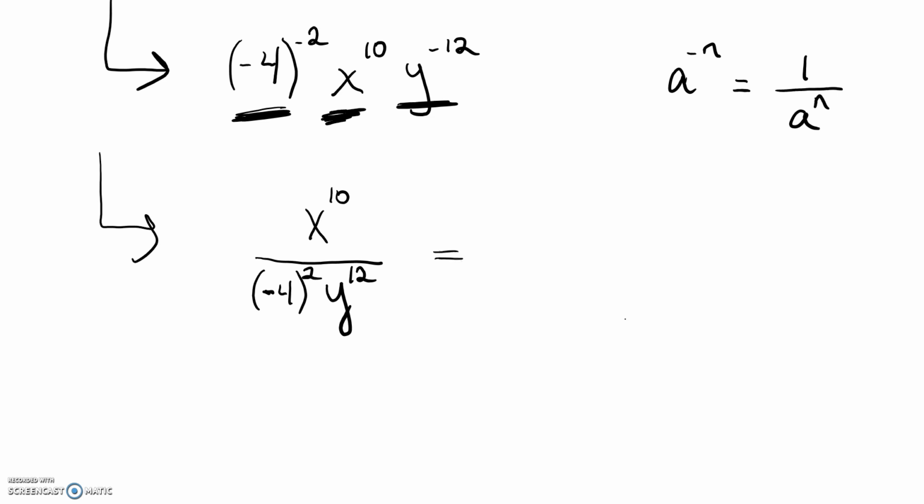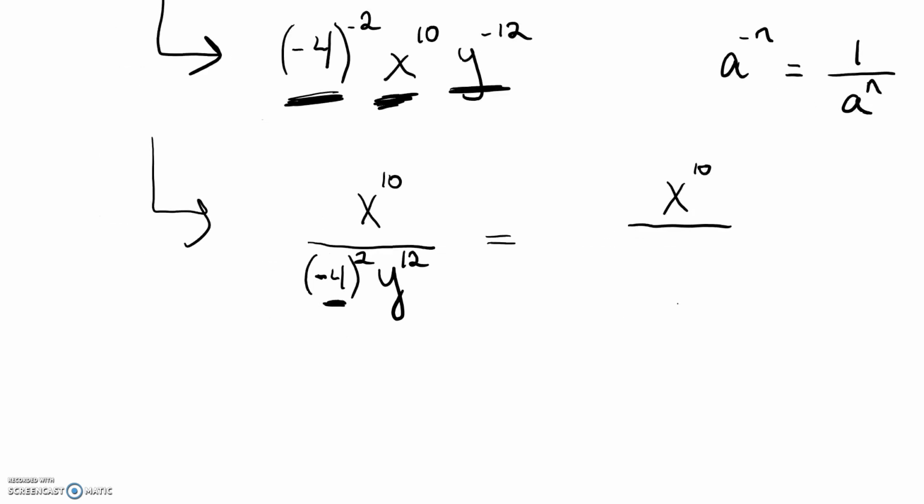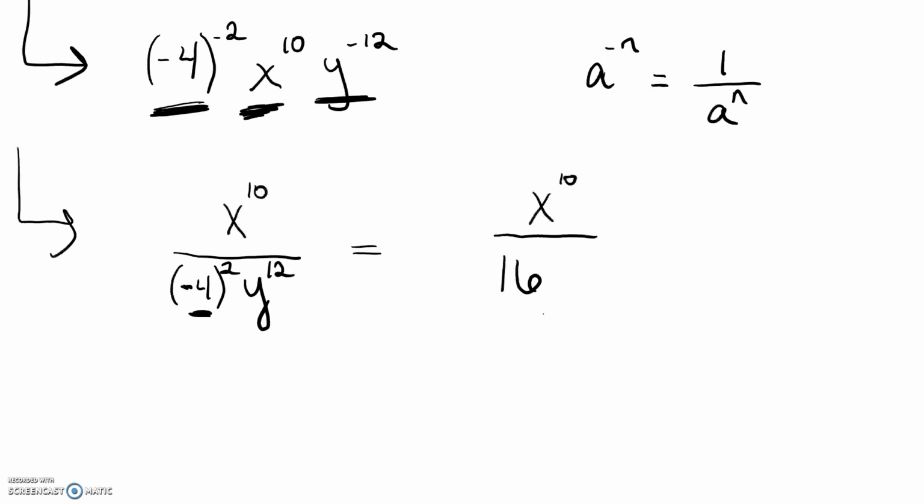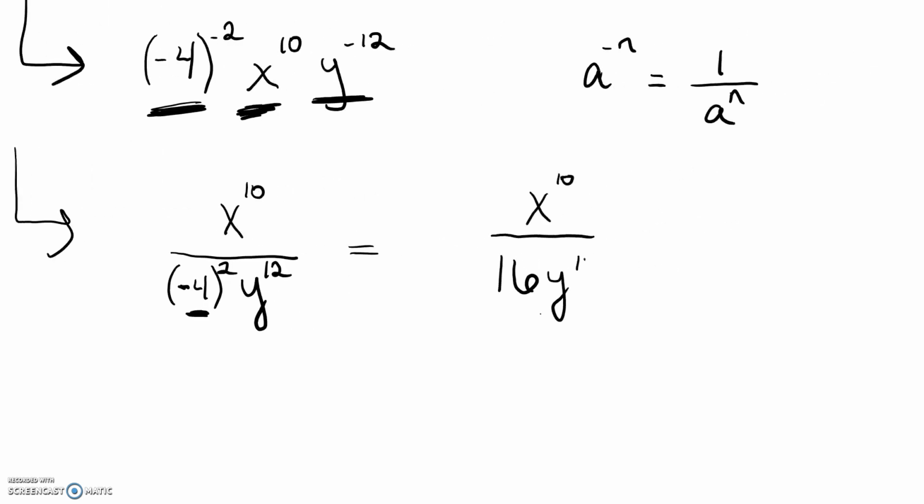One more thing we need to do, we need to take care of our constant. Simplify a little bit further. Negative 4 squared is negative 4 times negative 4, which becomes a positive 16. Then y to the 12th. And there you go.